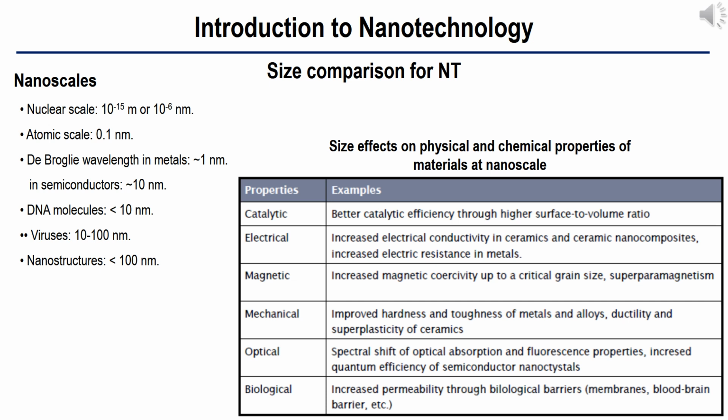Using quantum mechanics, we can calculate the de Broglie wavelength of materials. For example, for metals, it is about 1 nanometer, while for semiconductors, it is about 10 nanometers. Single DNA has a length smaller than 10 nanometers. For example, the diameter of the DNA double helix is about 2 nanometers, while viruses such as coronavirus nowadays have 10 to 100 nanometers. Most of the man-made nanostructures have sub-100 nanometers, targeting nanogratings, nanocircuits, nanomotors.